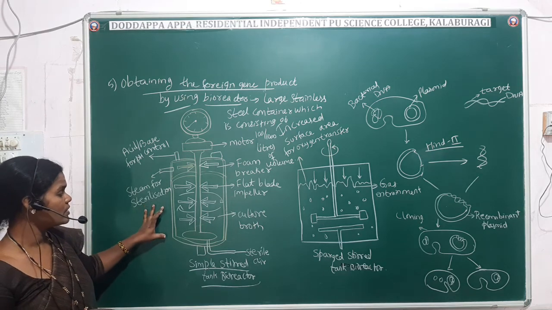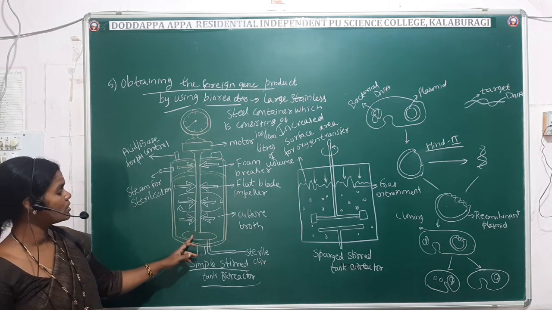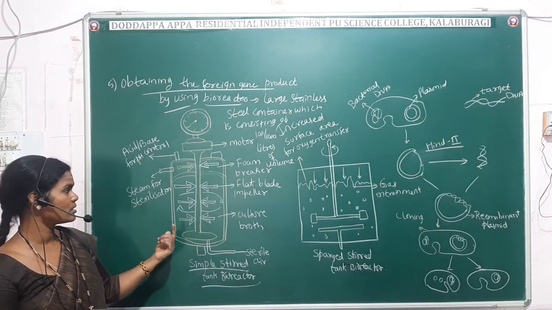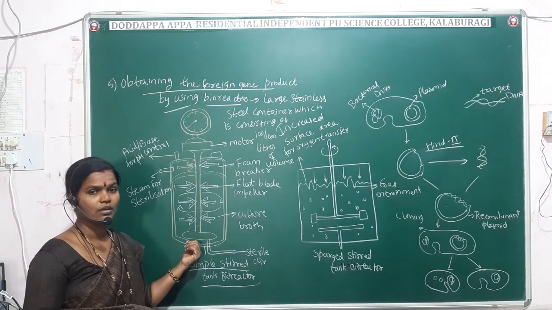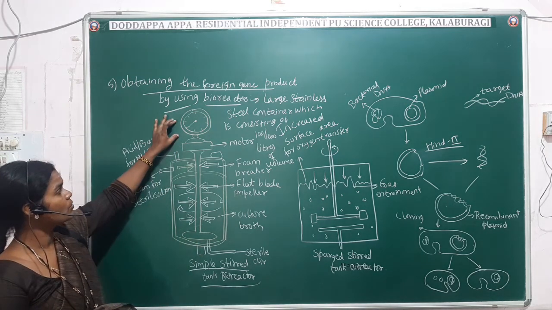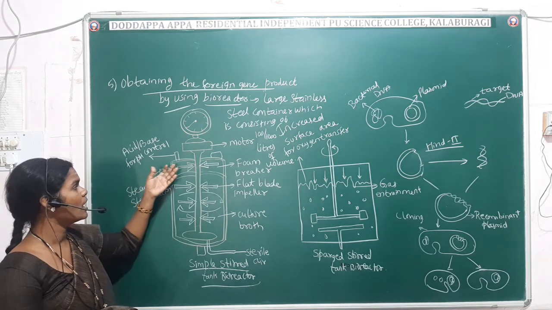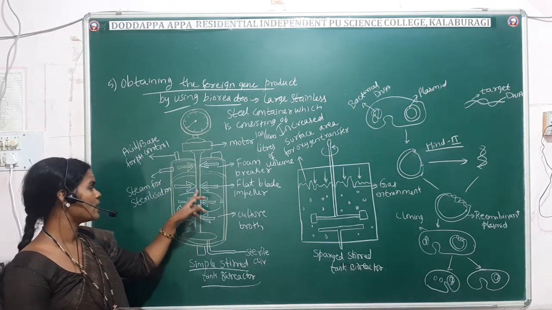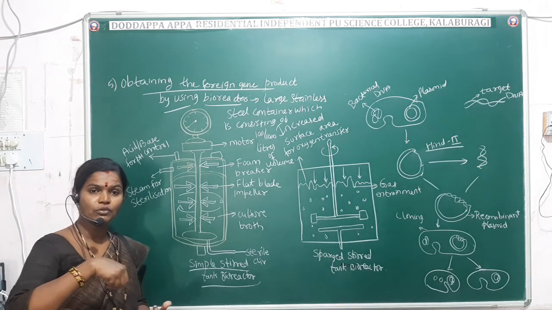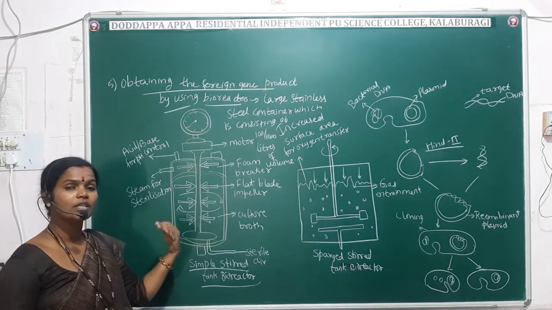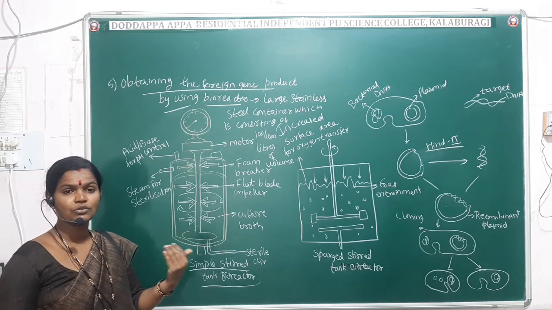It is a cylindrical shaped structure with a long tubular support. Here is the motor. The motor is attached with the help of a support called the neck, and these are called impellers, flat blade impellers. They are used for mixing, like a spoon, and they rotate in an anti-clockwise direction.